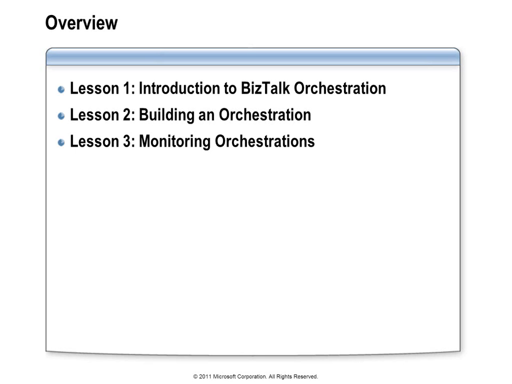So to begin this module, we'll start by talking about orchestrations at a conceptual level, just talking about what they are and what they can do for you. And then after that, we'll show you how to use the tools in Visual Studio to create an orchestration. And then finally, we'll deploy the orchestration, and when it's up and running, we'll send some messages through it, and then we'll go back and look at the tracking data that BizTalk has collected. We'll be able to see that data in the BizTalk Group Hub.